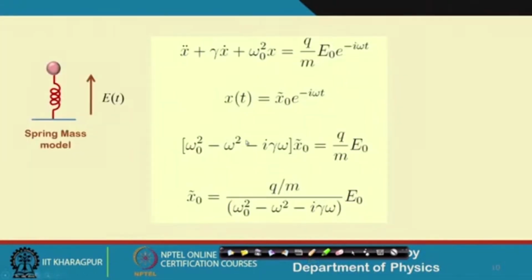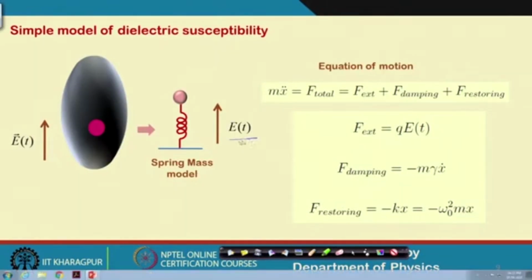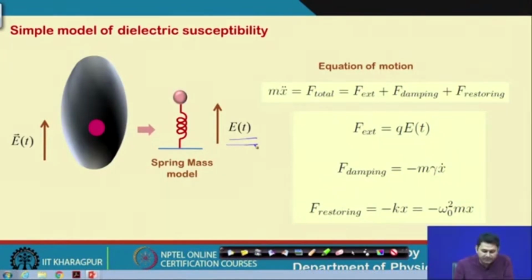So, the launched electric field may have some kind of frequency component. If it has some frequency component, then it will make this spring mass vibrate along some kind of equilibrium. This is the equilibrium position, and it will start vibrating. So, this is a simple spring mass model.